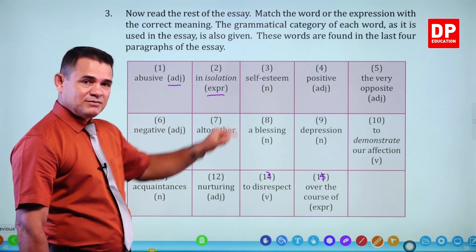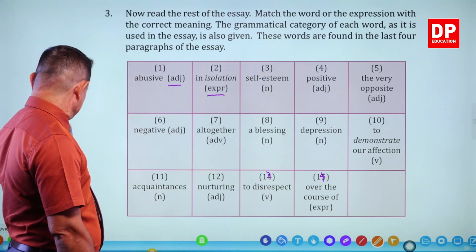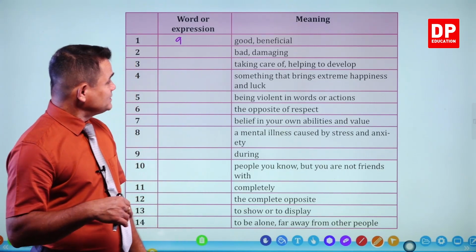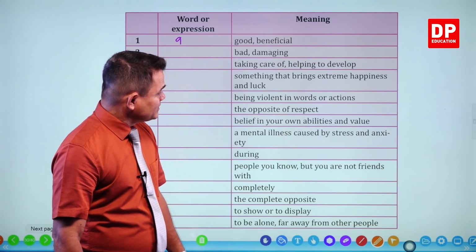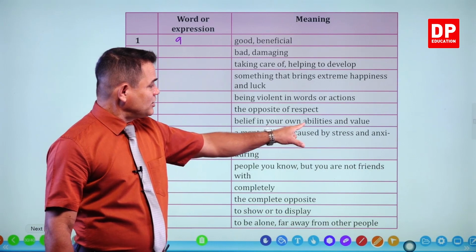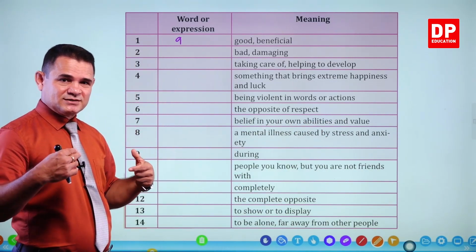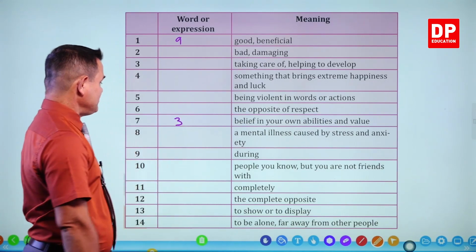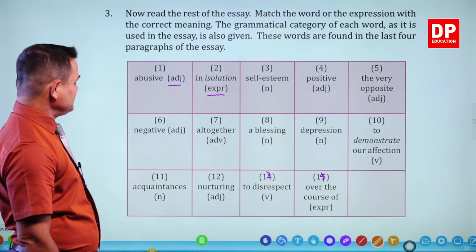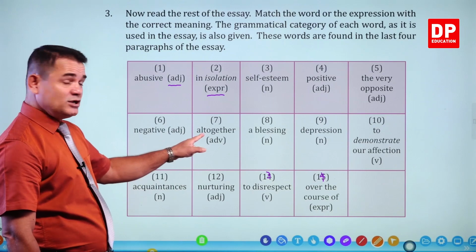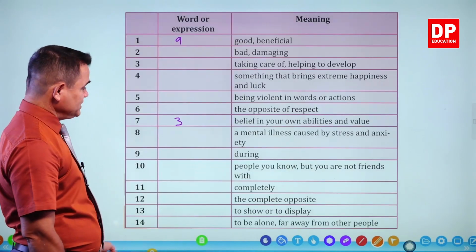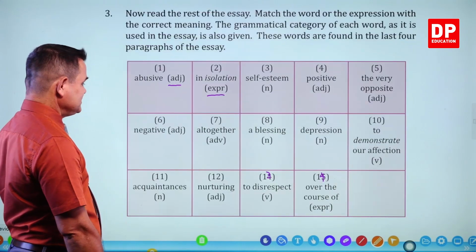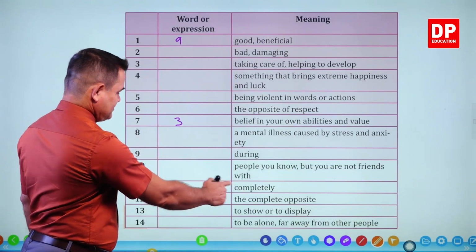Now let's see self esteem, number 3. What is it? Believe in your own abilities and values. That is number 3, self esteem. It can be easy. Let's see the easy ones. Likewise, there's another one, negative. Altogether, which means completely, is number 7.